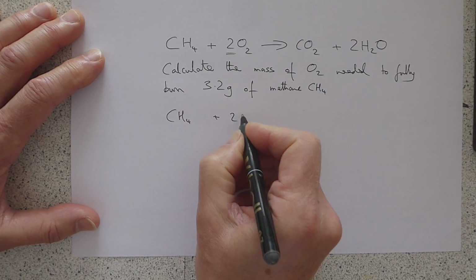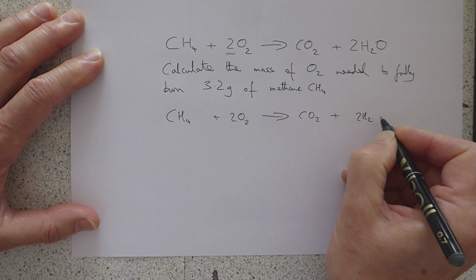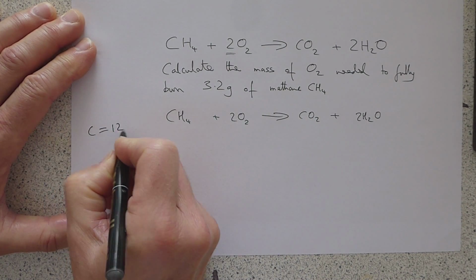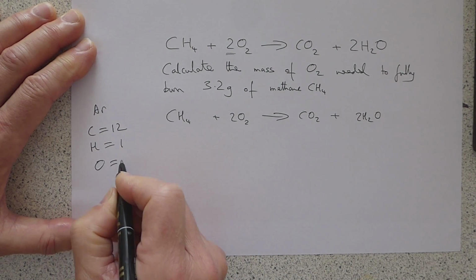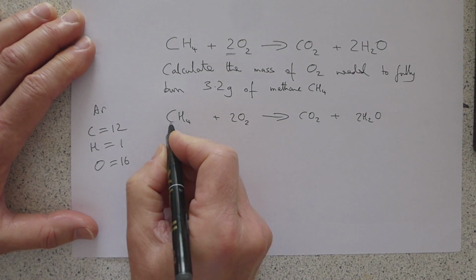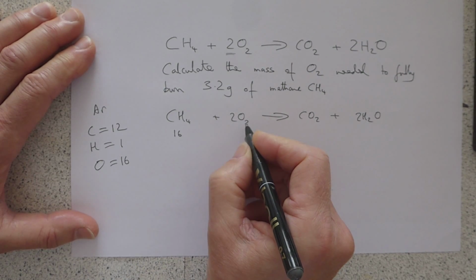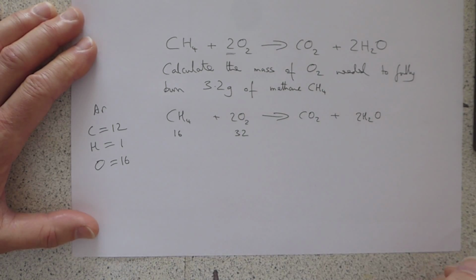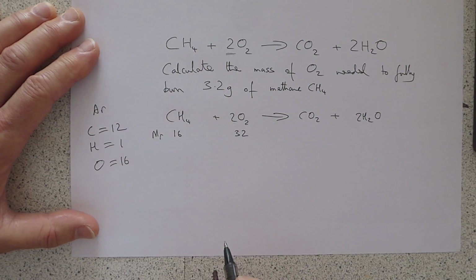So as before, I would write out the MRs of the relevant molecules underneath them. Methane, just to remind you, the AR values, carbon of course is 12, hydrogen is 1, oxygen is 16. So methane is 12 plus 4 times 1, 16. Oxygen O2 is 32. We'll come back to the fact there's 2 of them. So, these are our MR values.